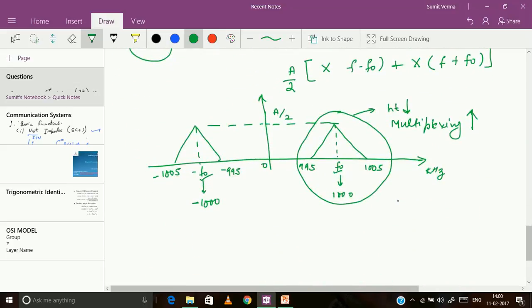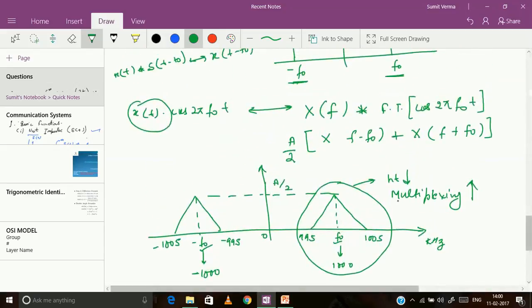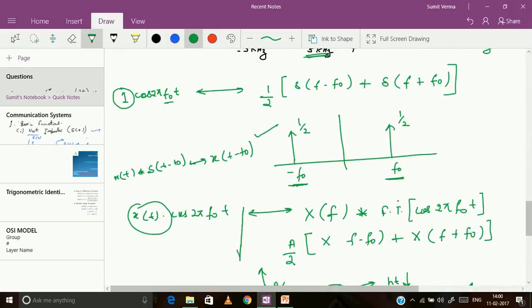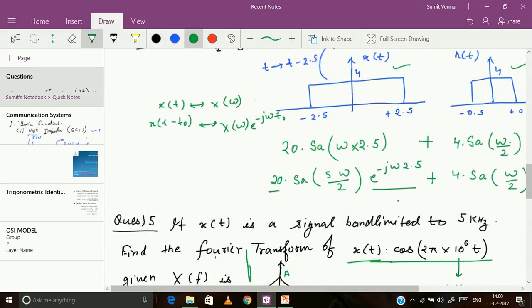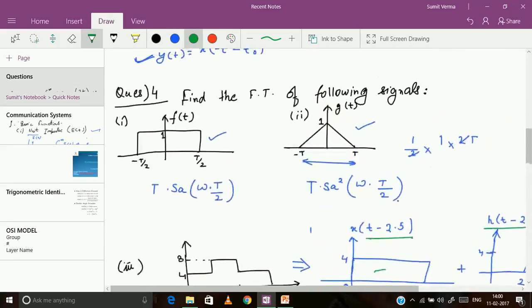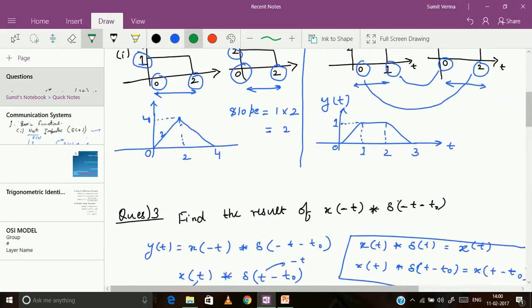So friends, these were the questions based on what we saw yesterday. Today's lecture I'll finish here only with the questions, but I encourage you to solve more questions on signals and systems, because the better you are in signals and systems, the better you will be in communication as well.